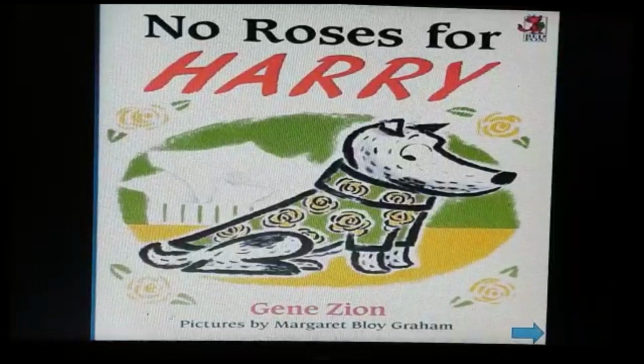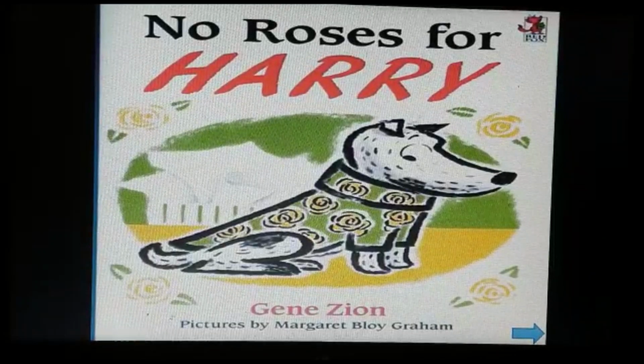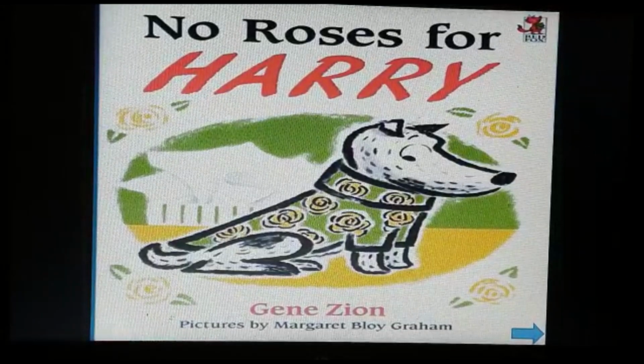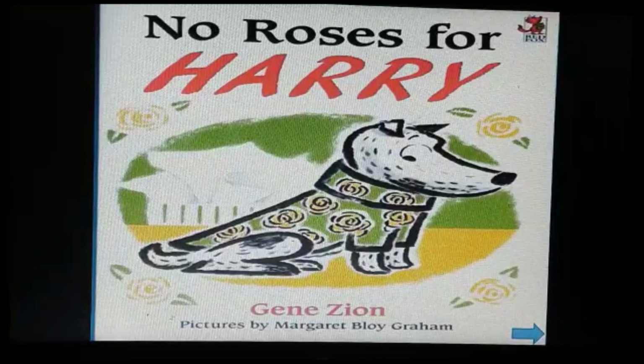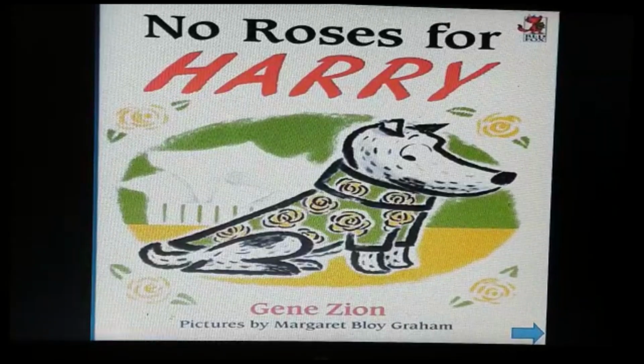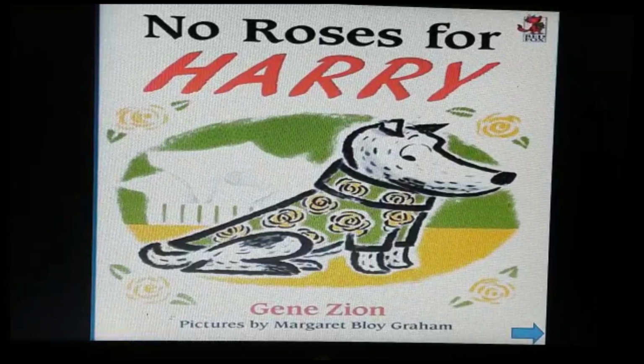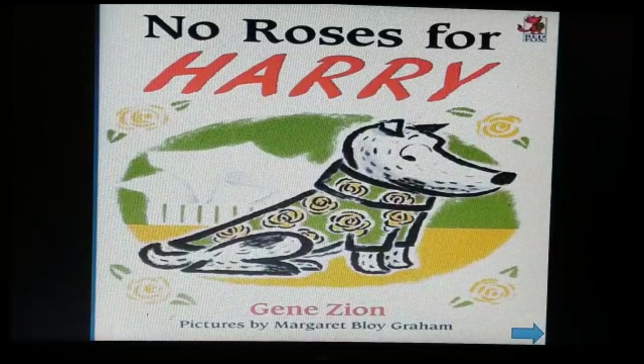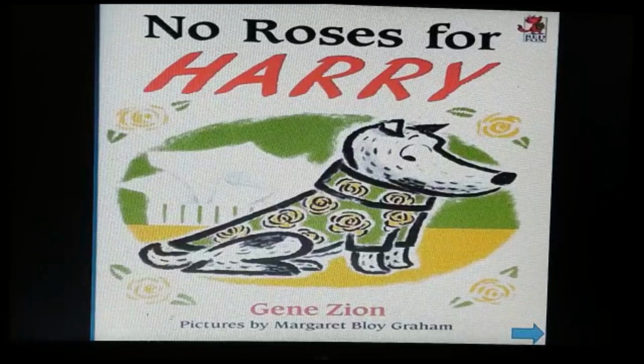Now, I'm going to explain how to tell a story to a child. So, the name of the story is No Roses for Harry, which is written by Jean Zion, pictures by Margaret Bloy Graham. Many of you might have heard about this story, and many of you might not have. So, considering a child's mind, the thinking process, the child might not have listened to the story.